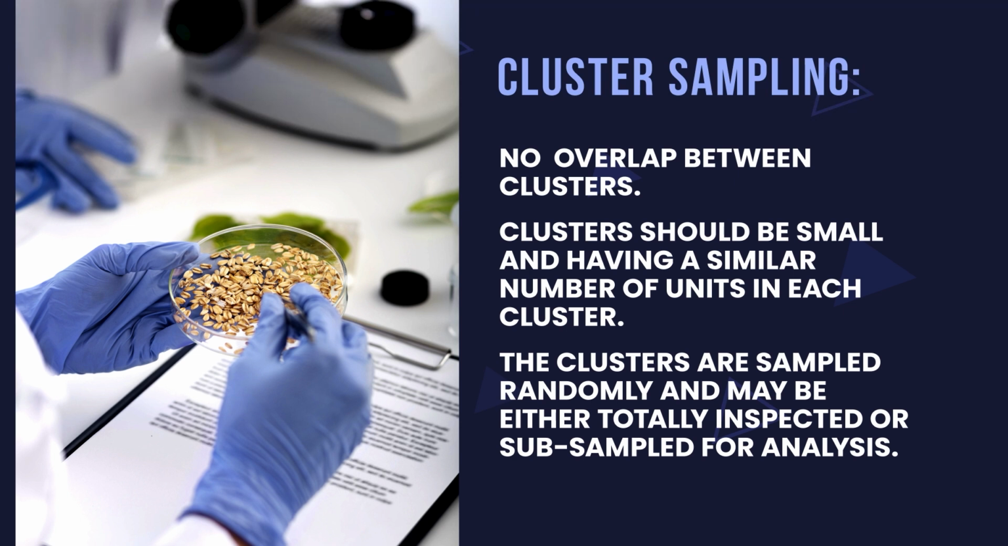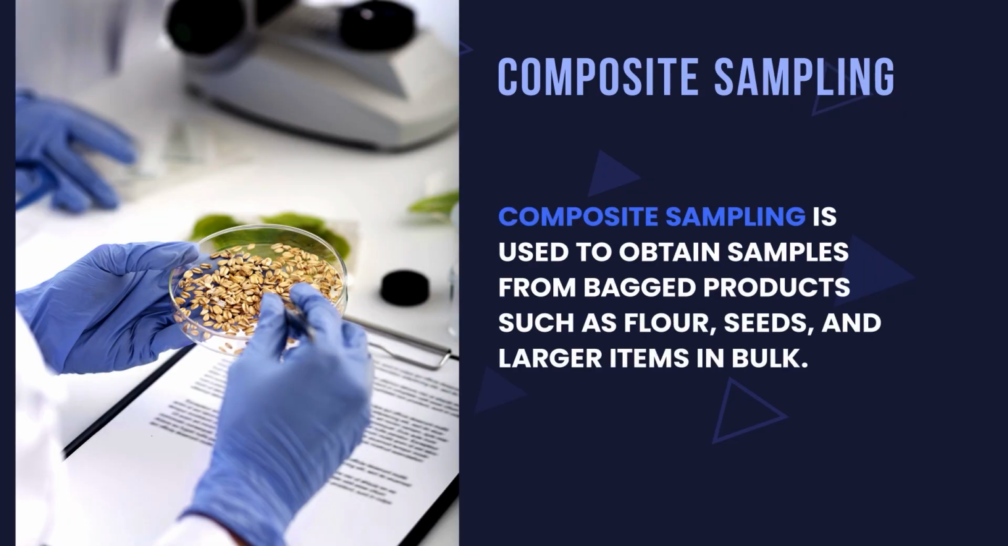Then we do the composite sampling, that is more in the case of bulk sampling when we obtain samples from bagged products such as flour, seeds, larger items, grains. So two or more samples are combined together. So the number of samples we collect, we combine them together, make a composite sample before analysis.